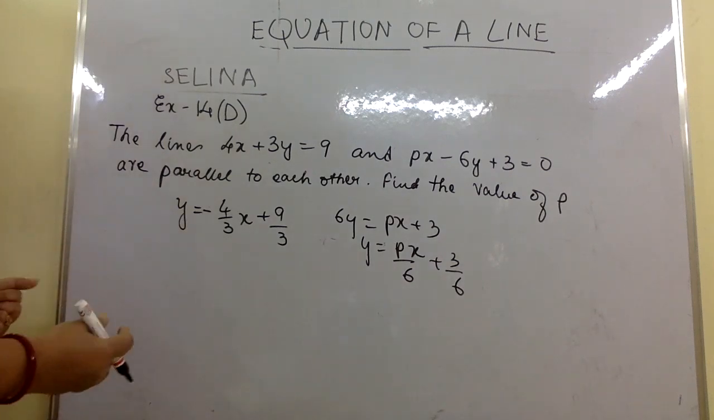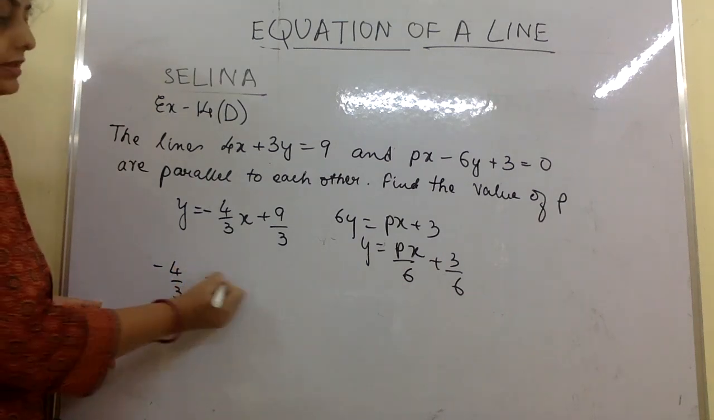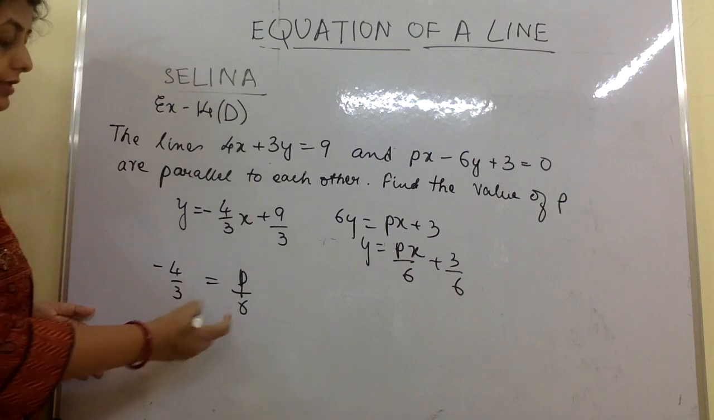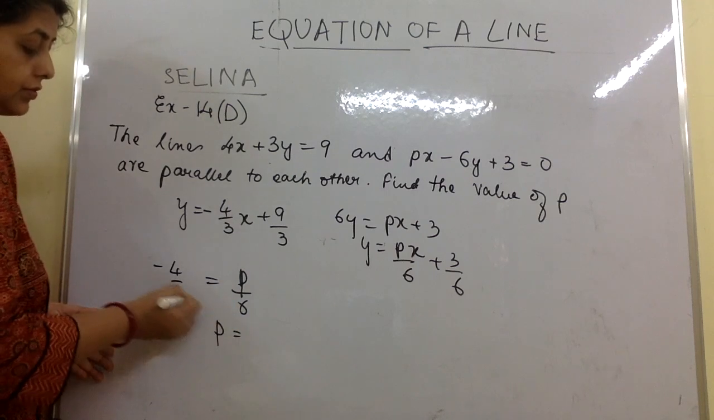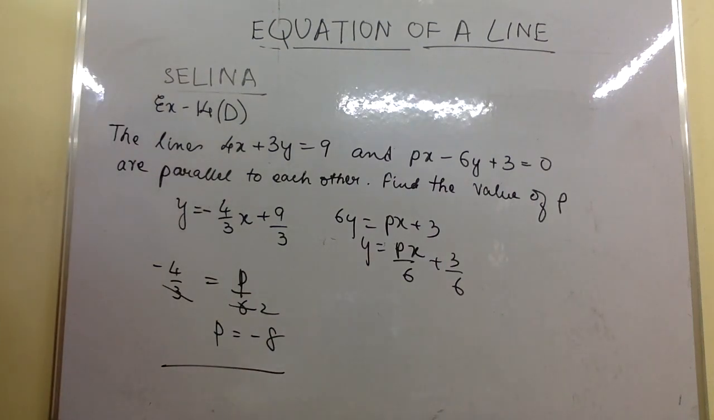Now what I am going to do, they are parallel to each other. So the slope of the first line is this and the slope of the second line is this, p by 6. So p is equal to, you can cancel it and reduce a little bit, minus 8. Okay, so the value of p is minus 8.